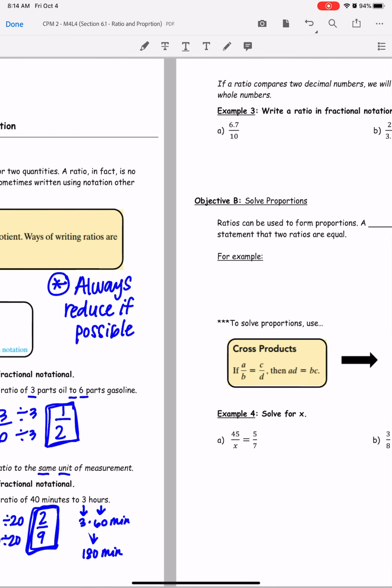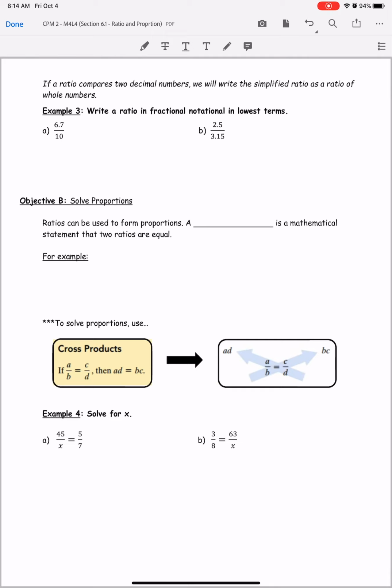Alright, let's turn that page. Next one here says, if a ratio compares two decimal numbers, we will write the simplified ratio as a ratio of whole numbers. So I need to write a ratio in fractional notation in lowest terms. So here, I want these to only be whole numbers.